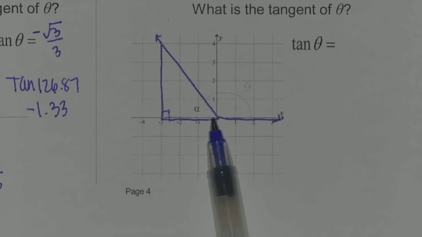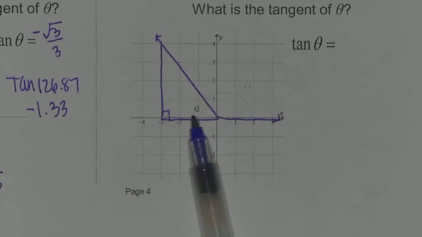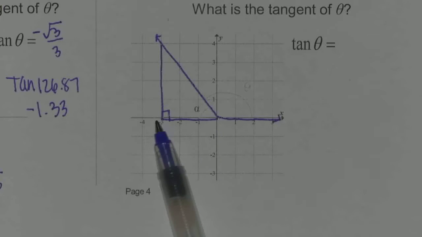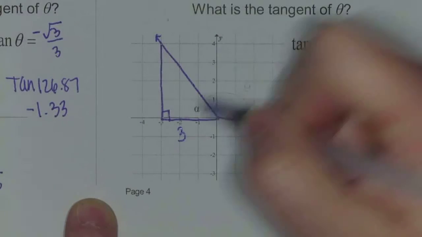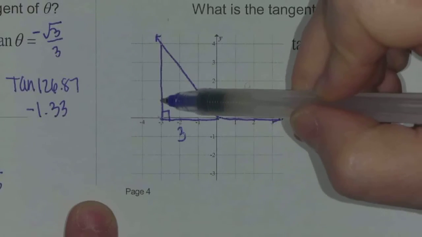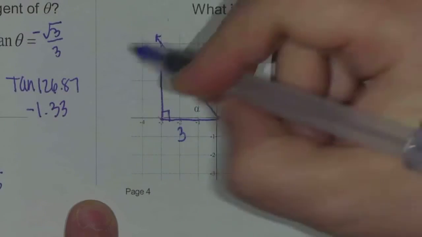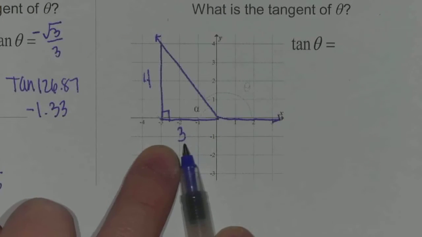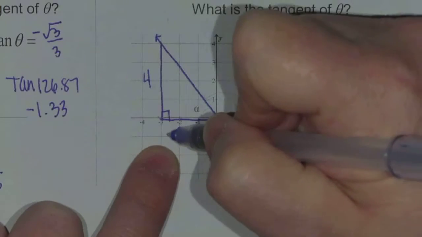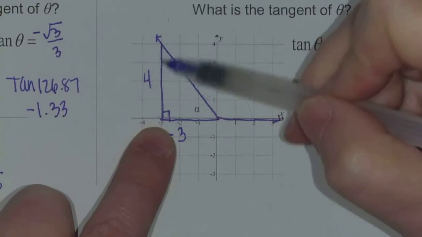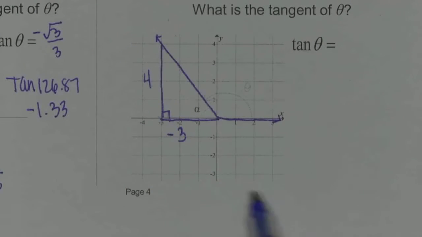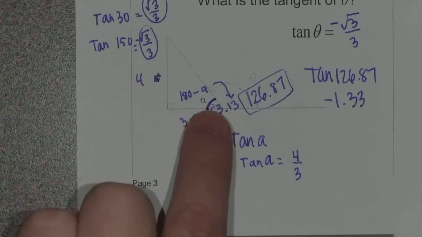You can literally count the numbers on this side. 1, 2, 3. Do you guys agree with me that this length is 3? Yeah? And what's this length? 1, 2, 3, 4. Now tell me this. Was this length directionally positive or negative? Negative. Was this length directionally positive or negative? It's positive, right?